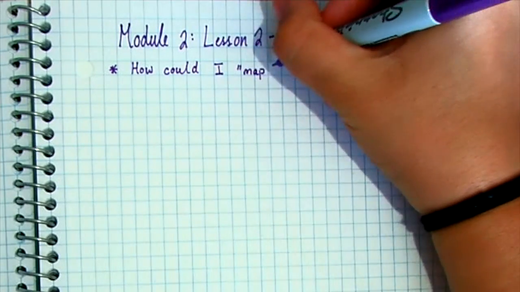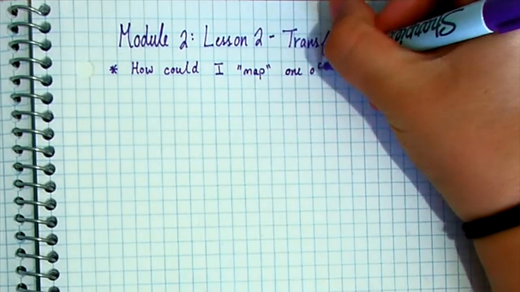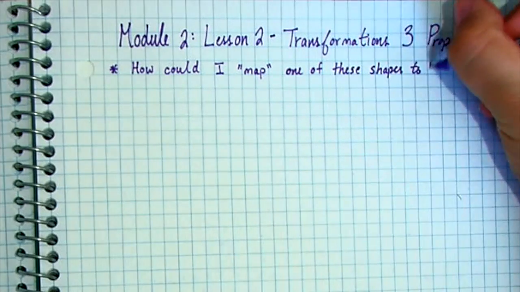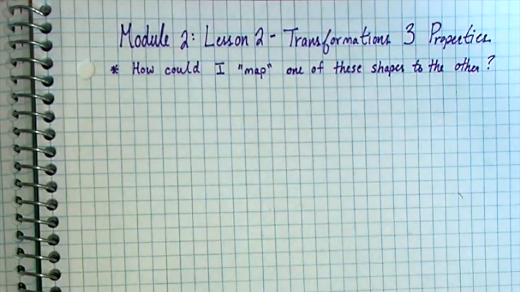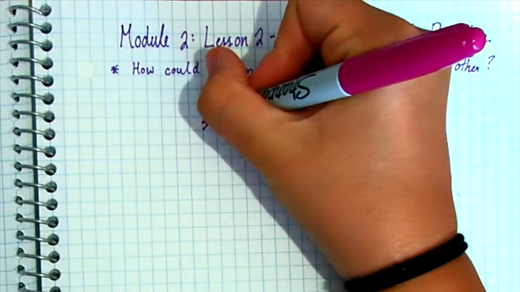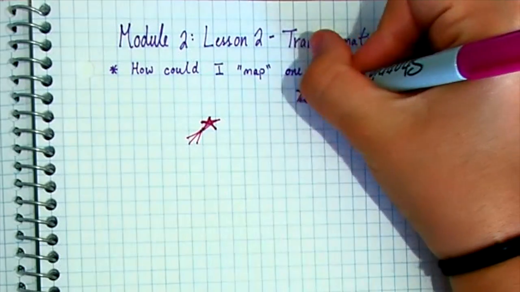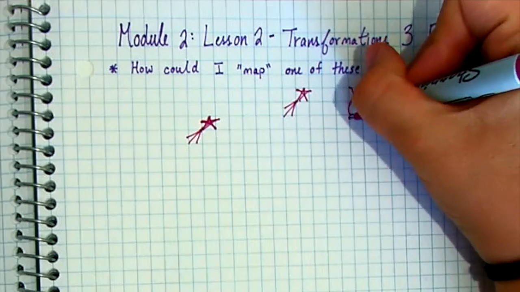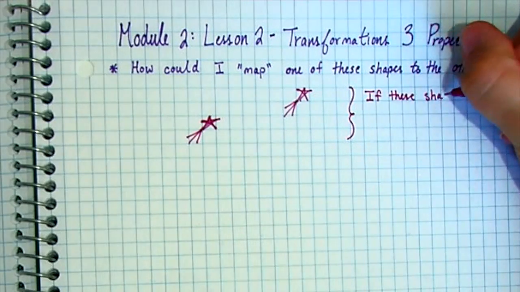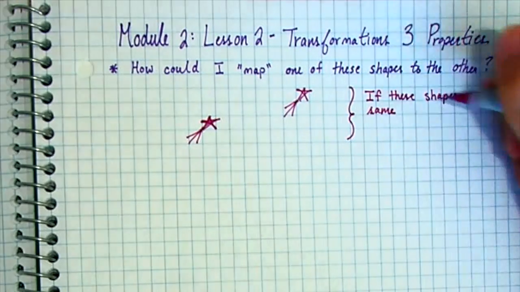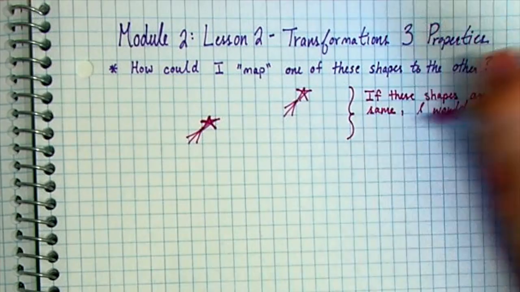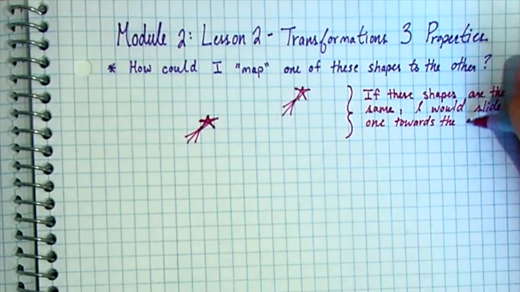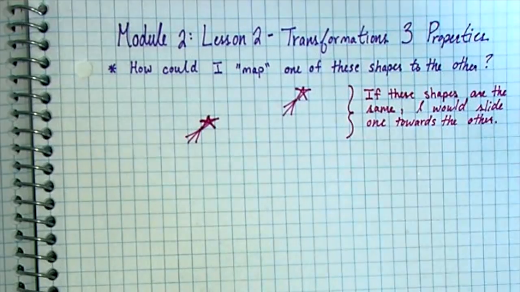And so to start off, we want to talk about how you could map one of the shapes to the other. So I have this little shooting star of a shape, and it repeats itself, and obviously it's the same size and it has all the same angles. So if I wanted to map, meaning I wanted to take that shape and put it on top of another, how could I do that?